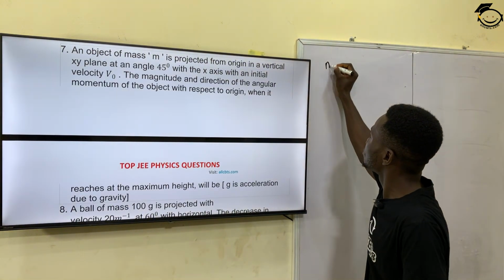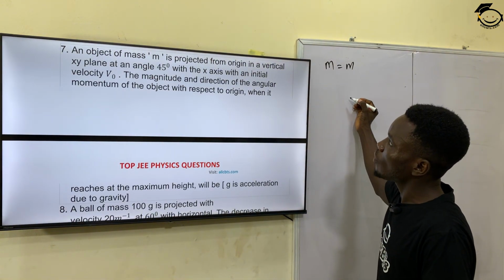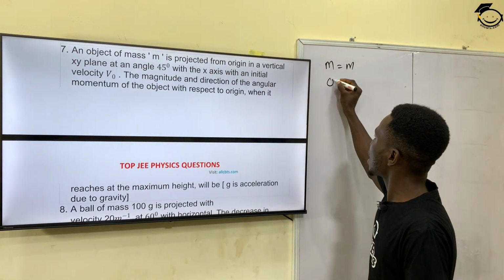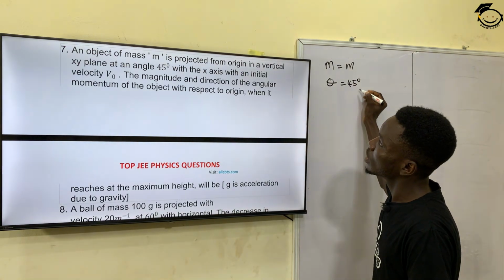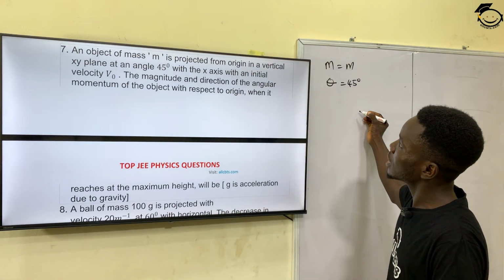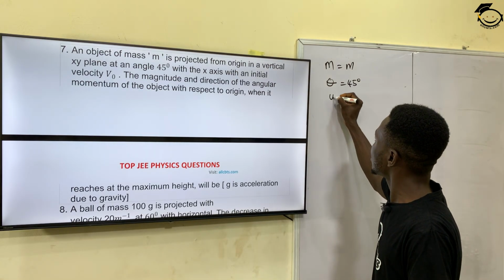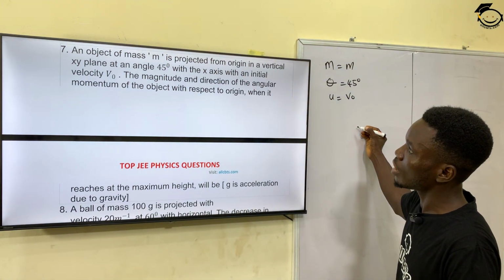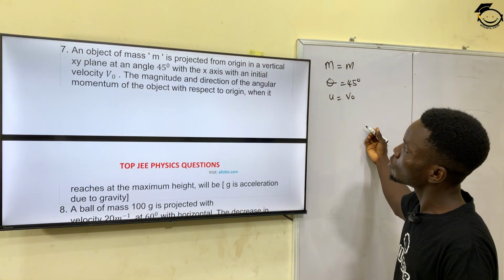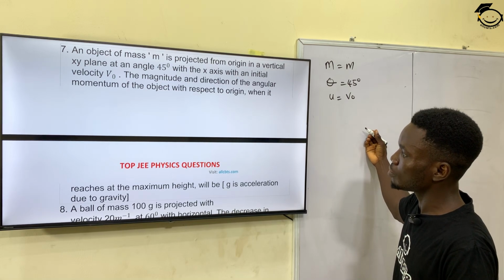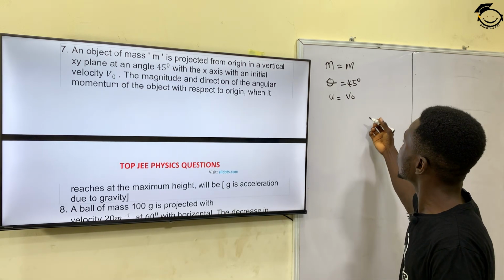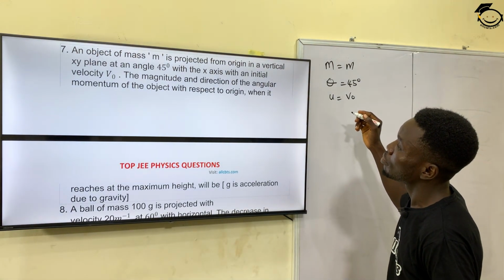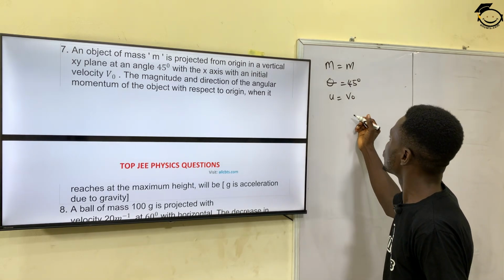Moving on to question number 7, it says an object of mass m, so we're given the mass m, is projected from origin in a vertical xy plane at an angle, so we're given the angle as 45 degrees with the x-axis, such that the initial velocity is v0. The magnitude and direction of the angular momentum of the object with respect to origin when it reaches the maximum height will be dash. So we are asked to find the magnitude and direction of the angular momentum.